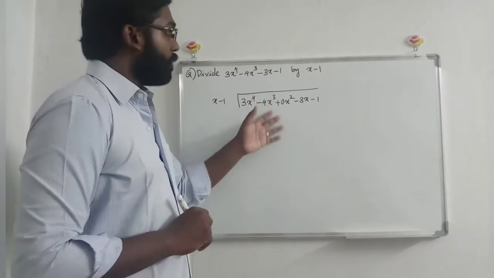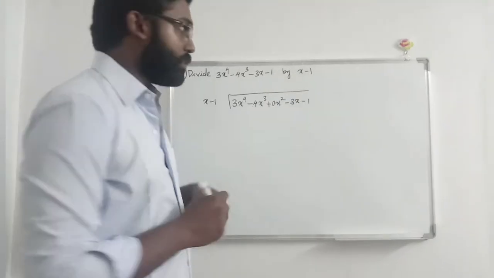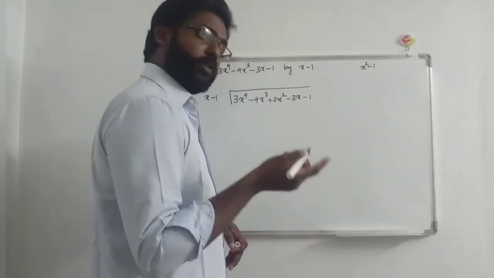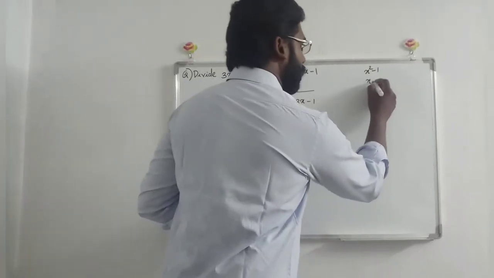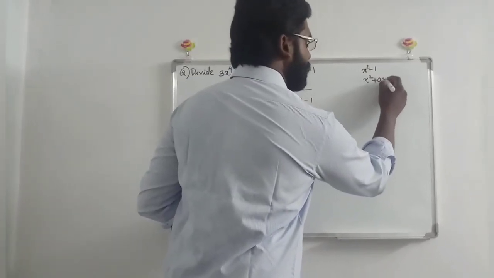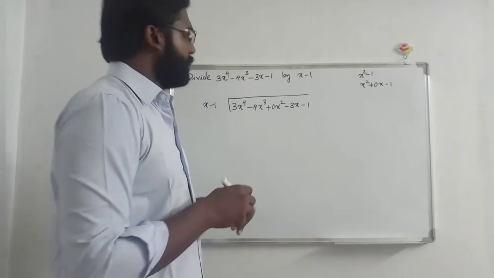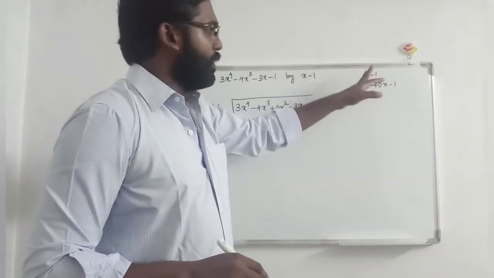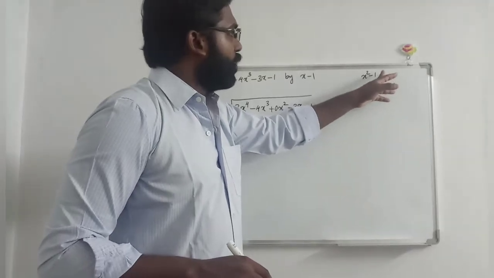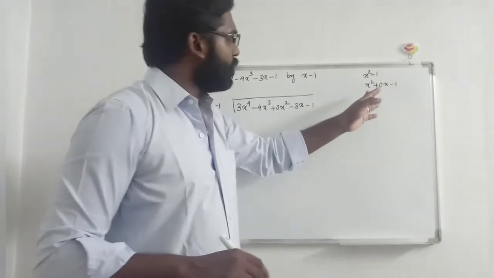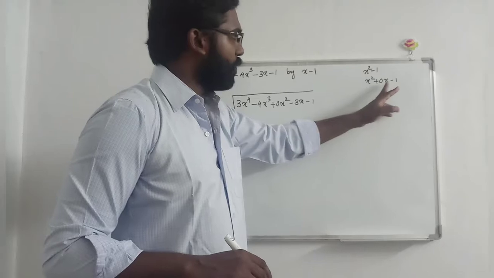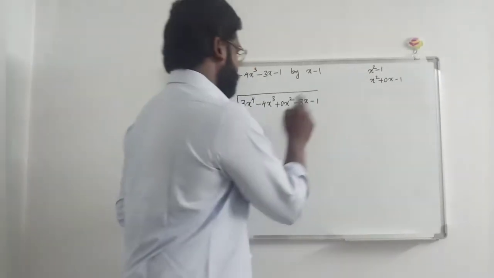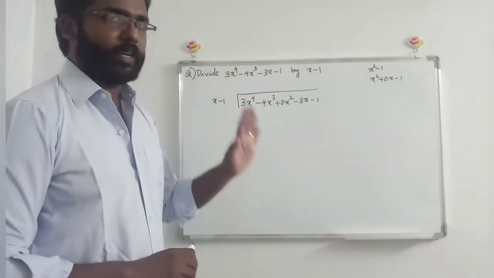The same thing applies to the divisor also. If the divisor is x squared minus 1, you write it as x squared plus 0x minus 1. This is the standard form. The square term is here and the degree 1 term is not there, so you just write x squared plus 0x minus 1. All are positive, plus and plus here, not negative, plus.